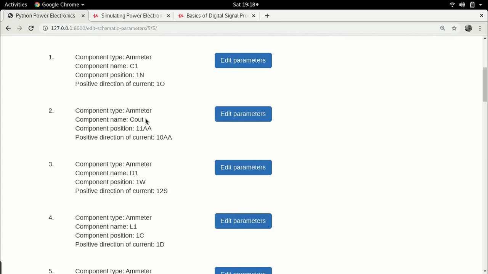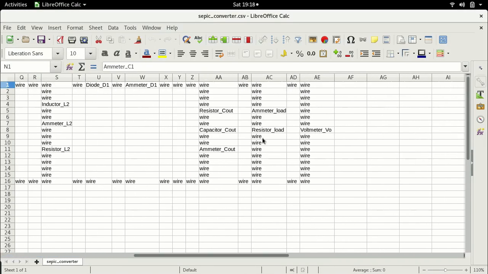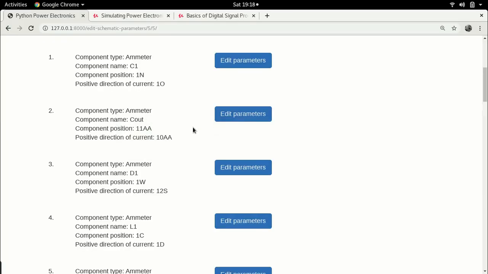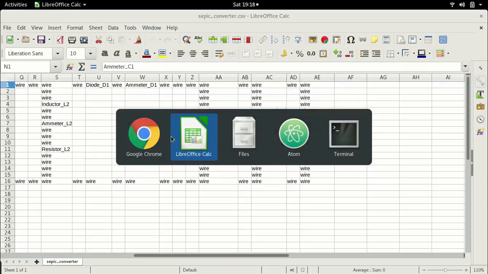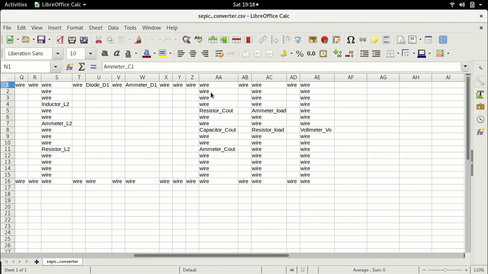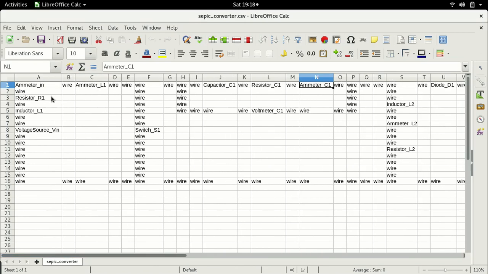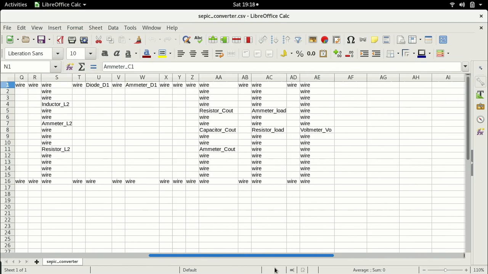Then comes the ammeter Cout. This is the current through the output filter, or rather the output capacitor branch. Let's have a look at what's going on. This is 11 AA and the positive direction is 10 AA. Here there's a difference. In the CHUK converter, the polarity of the output is reversed. So if the input has positive polarity towards the upper terminal, the output voltage will have positive polarity towards the lower terminal. Which means the current in this capacitor, in the case of a CHUK converter, is flowing upwards, and that's why the direction of polarity of the ammeter is upwards.